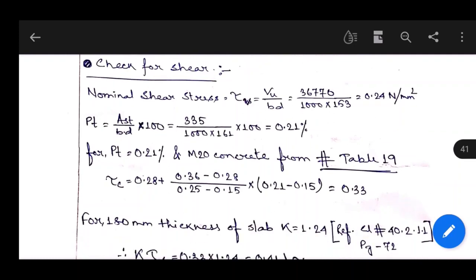In common format, nominal shear stress tau V is equal to VU by BD. Shear we have calculated earlier. So VU is 36,770 by 1000 into 153, that is equal to 0.24 Newton per mm square. Percentage of steel is AST by BD into 100, we know this formula. So AST is 335 by B is 1000 and D is 161 into 100, that is equal to 0.21%.